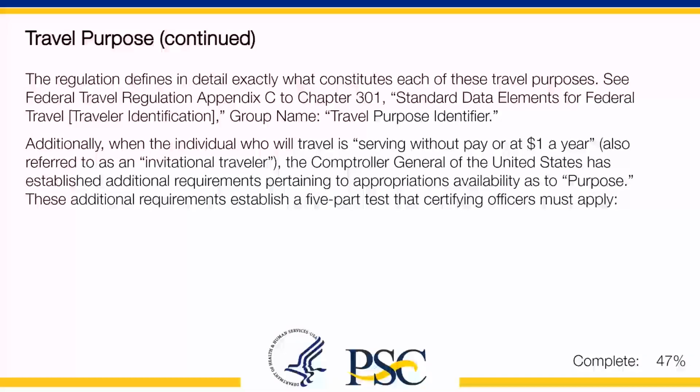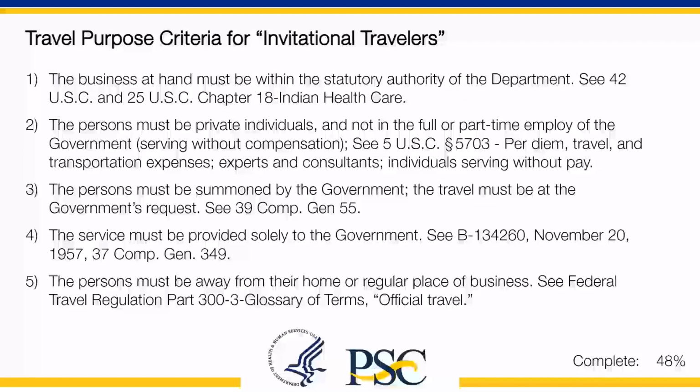Additionally, when the individual who will travel is serving without pay or at $1 a year, also referred to as an invitational traveler, the Comptroller General of the United States has established additional requirements that pertain to appropriations availability as to purpose. These additional requirements establish a 5-part test that certifying officers must apply. 1. The business at hand must be within the statutory authority of the Department. See 42 U.S.C. and 25 U.S.C., Chapter 18, Indian Healthcare.